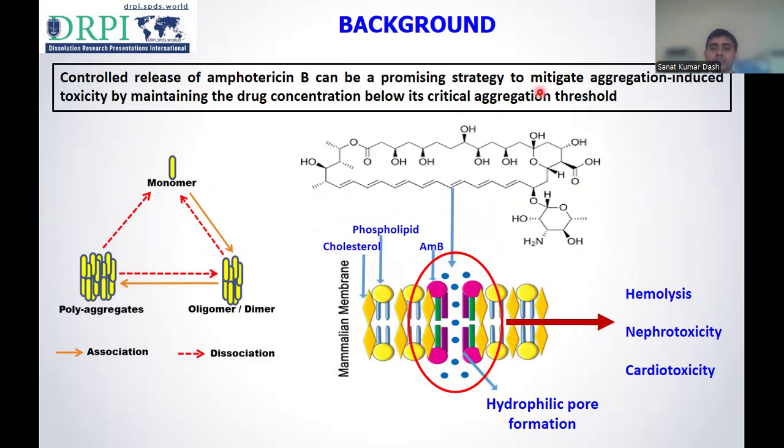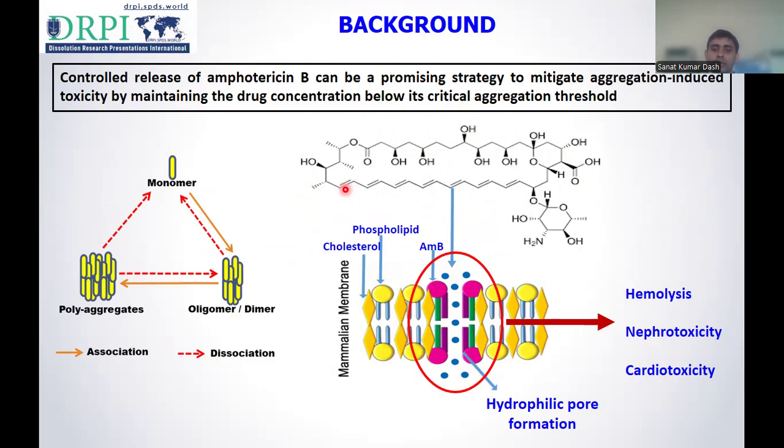Nowadays, fungal infection has emerged as a major global health concern. Around 6 billion people are getting affected by it, and around 3.8 billion people are facing death. Amphotericin B is a widely used antifungal agent.